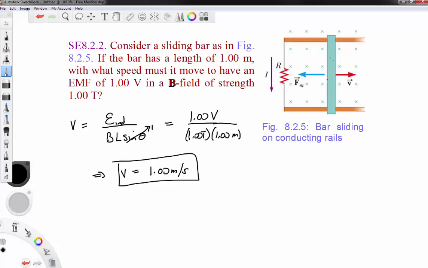Note that you don't necessarily need to have this track set up in order for that to happen, by the way. You can in fact just do this by moving the bar in the magnetic field with a speed of 1 meter per second. And if at that speed of 1 meter per second your 1 meter long bar has a voltage of 1 volt from end to end, then your magnetic field is 1 Tesla. So there is an operational definition for the Tesla.